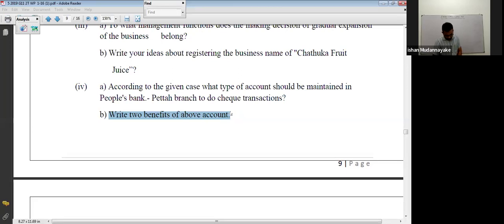Grade 11, page number 11. Ability to make payments via checks. Ability to obtain bank overdraft facilities. To collect remittances. To activate standing orders. Receiving bank statements. These are some of the advantages, benefits of a current account.